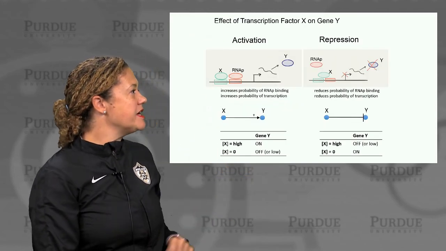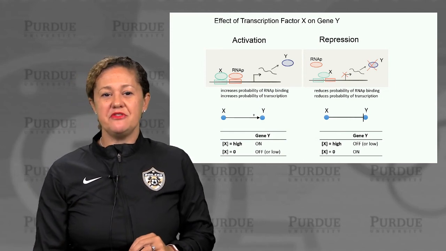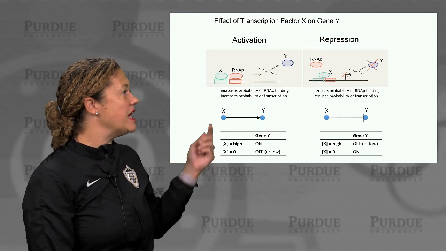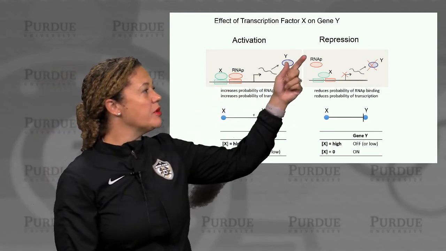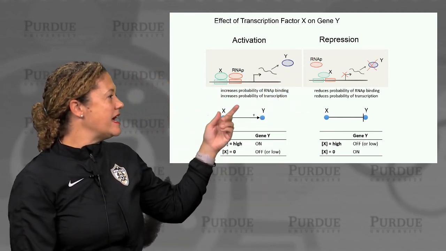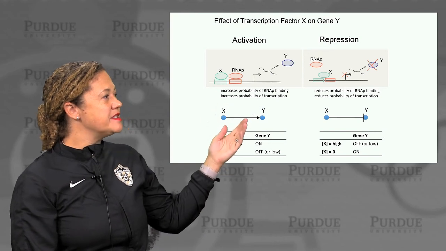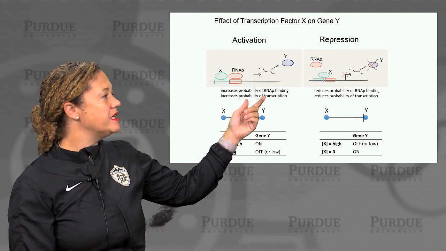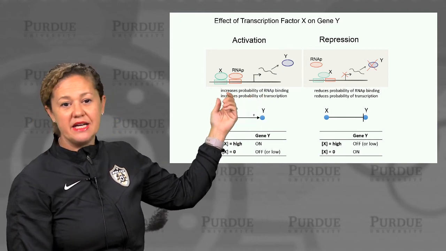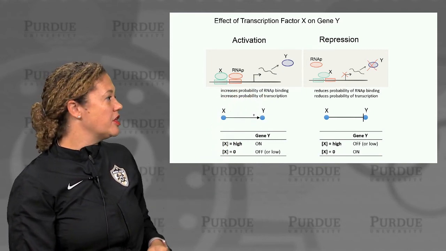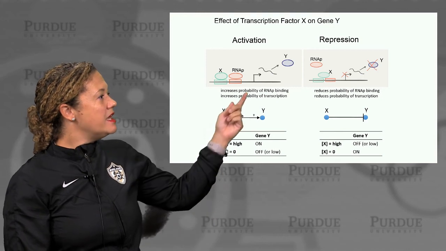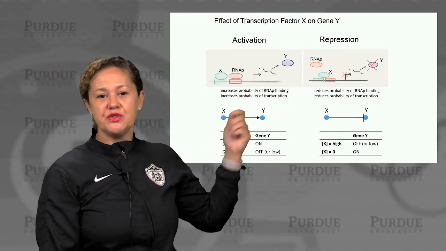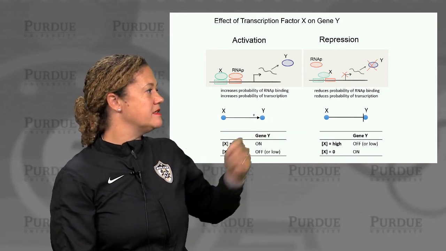So if we think about what the effect of transcription factor X on gene Y is, that effect could be either activation or repression. If X is an activator, it's going to increase the probability of transcription, often by increasing the probability of RNA polymerase binding upstream of the coding region of our gene. And if X is a repressor, then X is going to reduce the probability of transcription similarly.